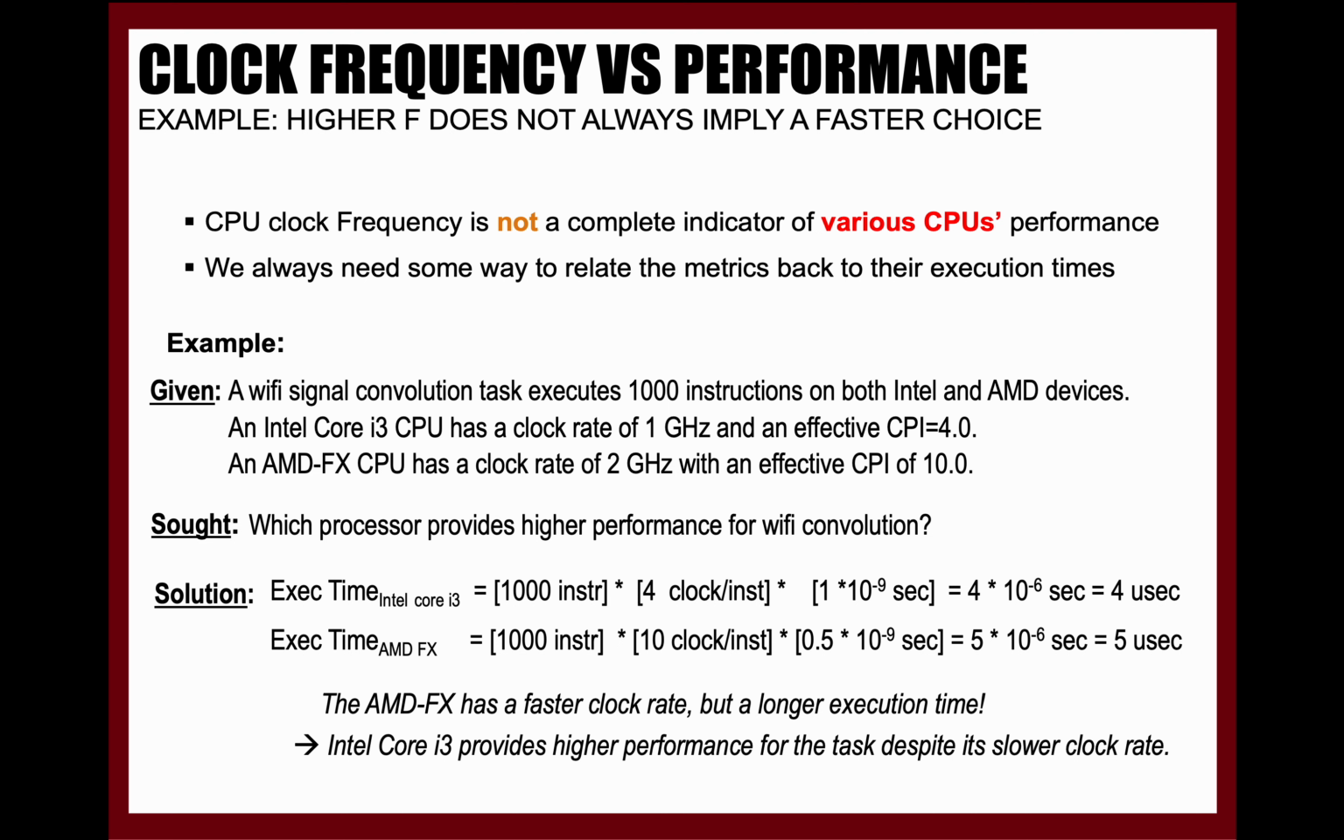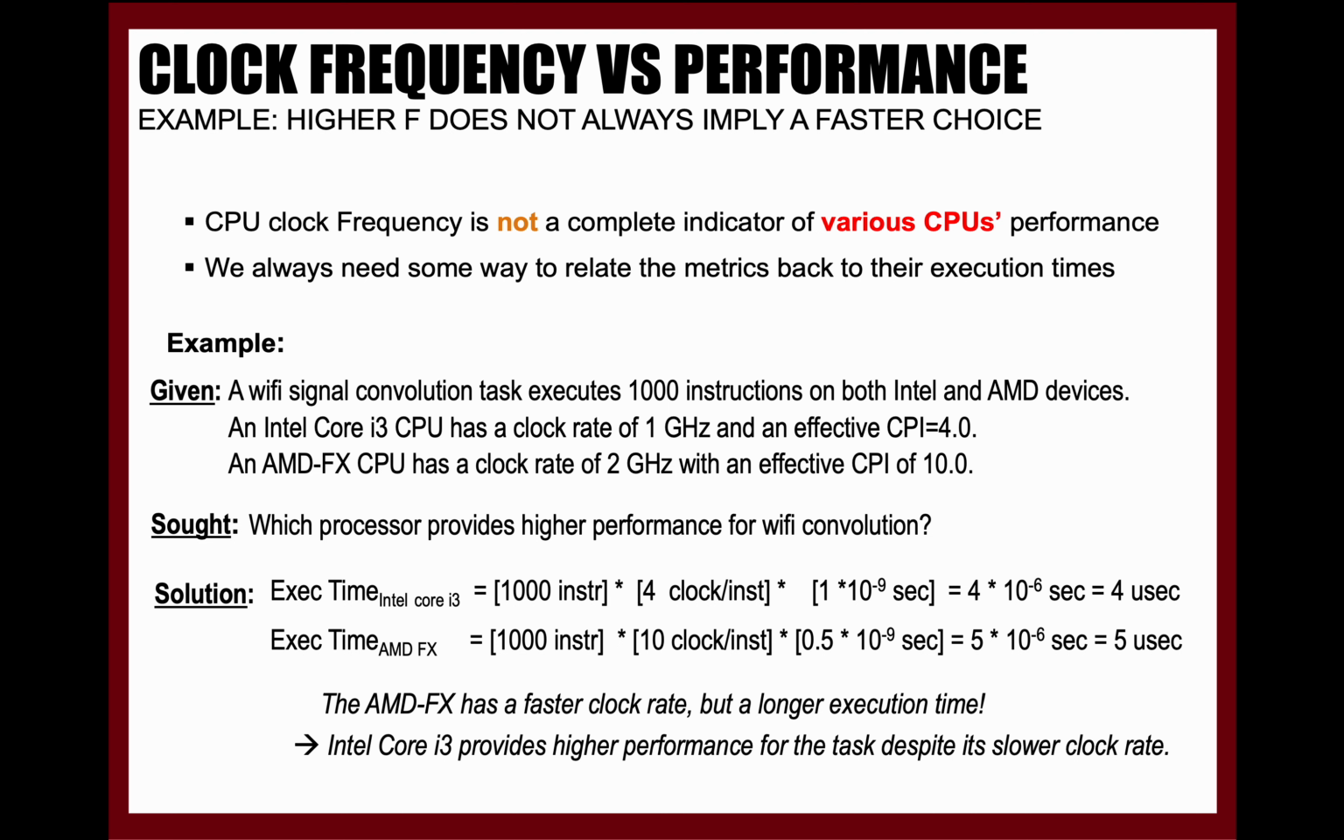Our objective is to determine which processor, the Intel i3 or AMD FX, offers superior performance for the Wi-Fi convolution task. Solution: execution time equals instruction count times CPI times cycle time.